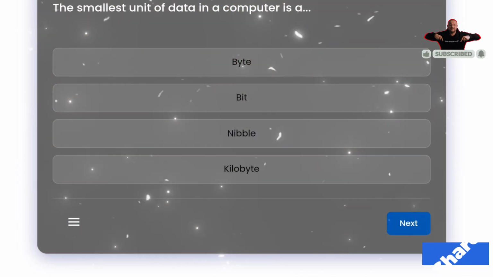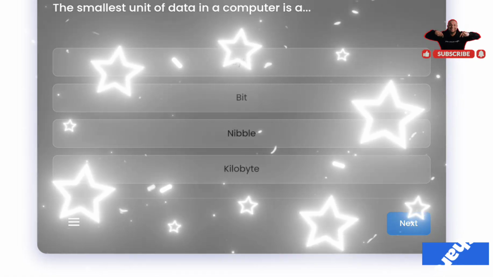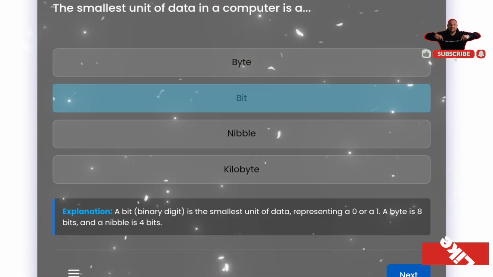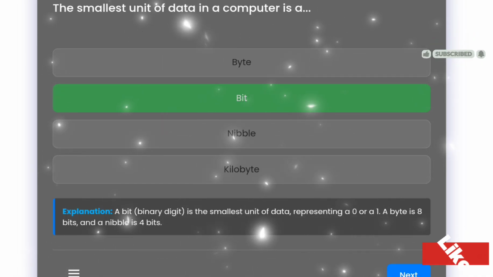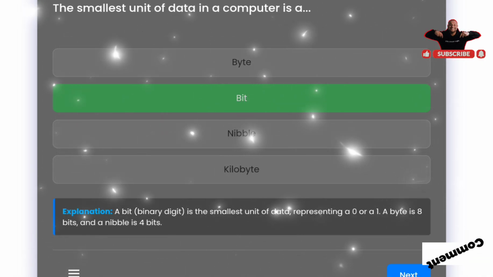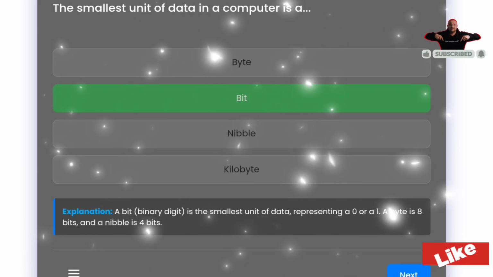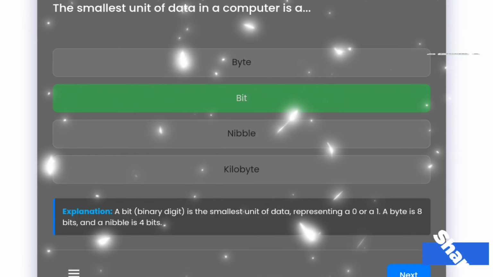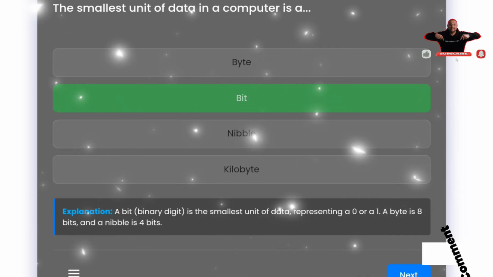Smallest data का क्या होता है? Byte, bit, nibble और kilobyte. Smallest data कौन सा होता है? Smallest bit होता है. A bit, that means binary digit, is the smallest unit of data representing a 0 and a 1. Okay, that means a byte is 8 bits and a nibble is 4 bits.